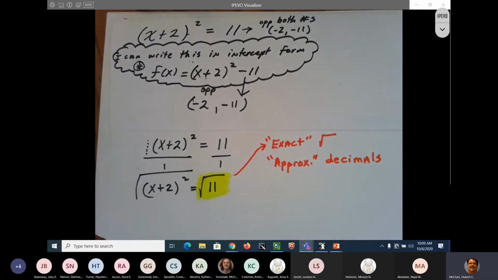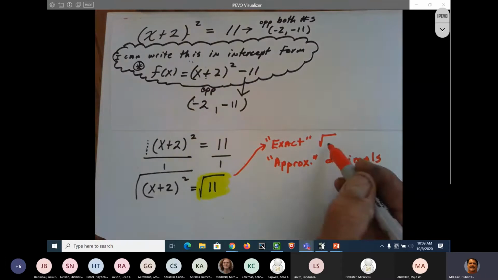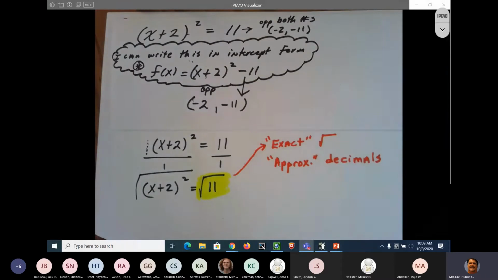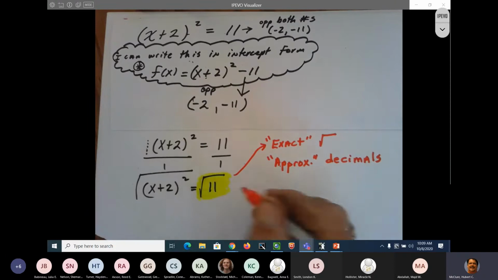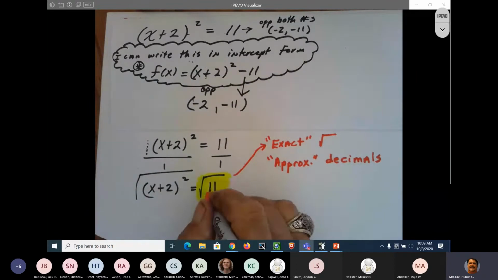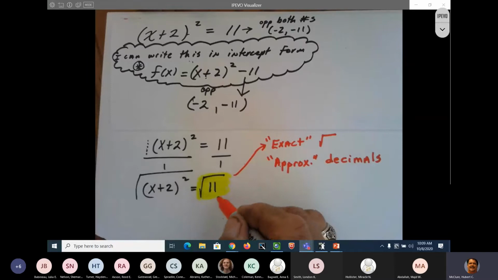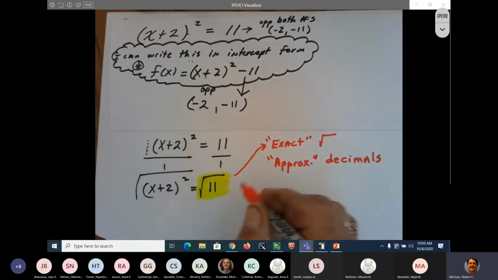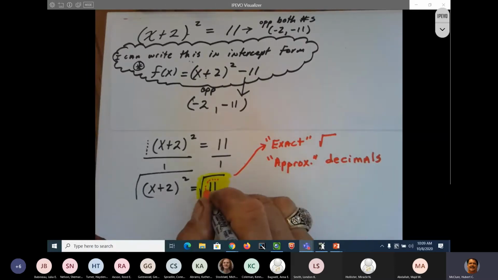Okay, so if the directions of the homework or the test say type an exact answer separating with commas, then they want you to write it in terms of a radical. If it says approximate, then they want it in terms of a decimal, and they'll tell you what to round to. This is the radical. This is the radicand.